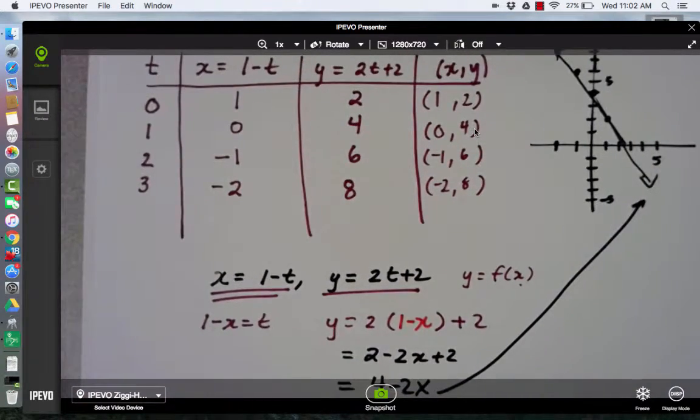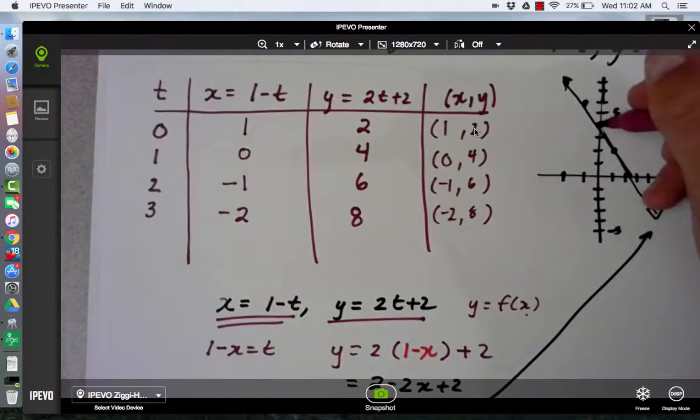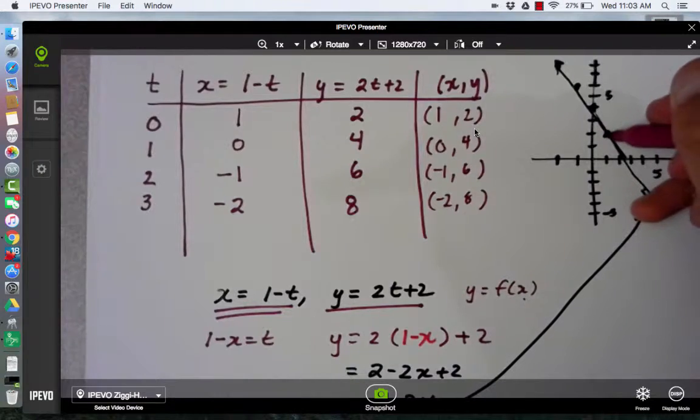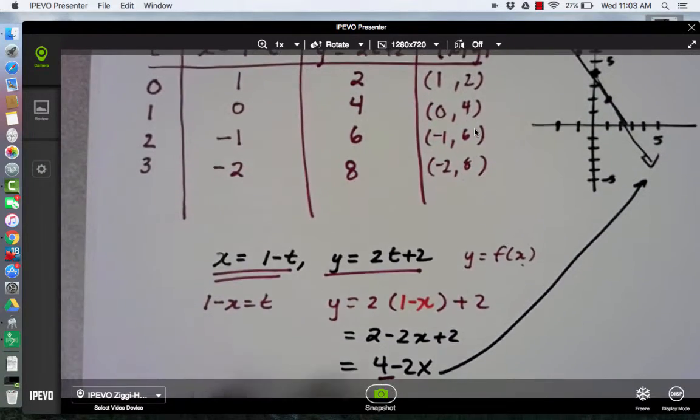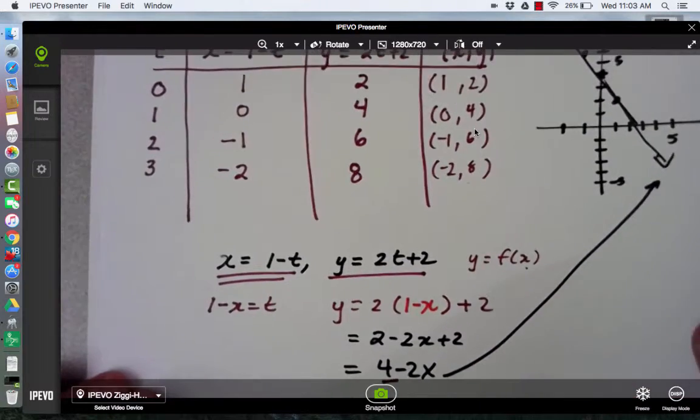Okay, look, there's your y-intercept, which is 4. Slope is negative 2, so you go down 2 and over 1. And there you go. So that's two ways to do the same thing, by the table or by eliminating the parameter.